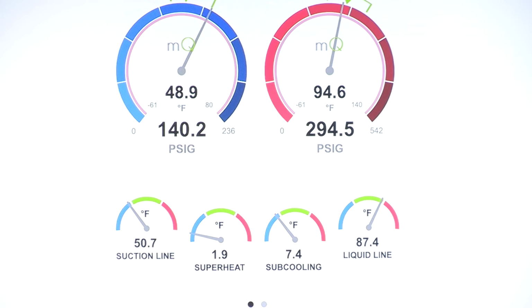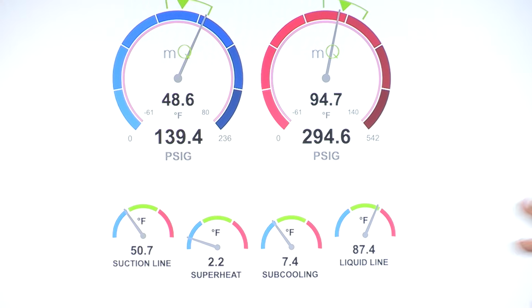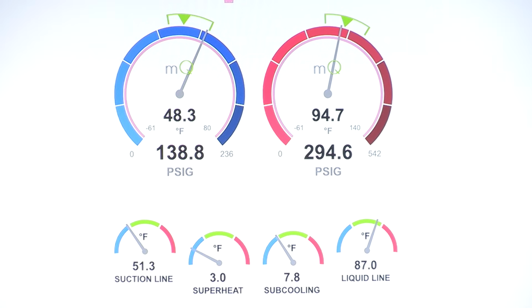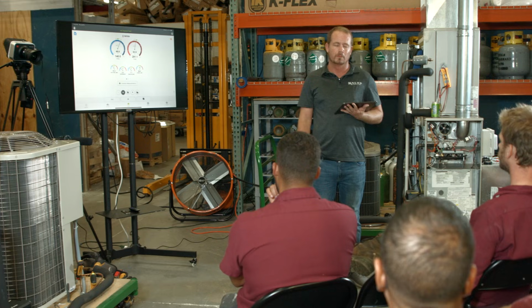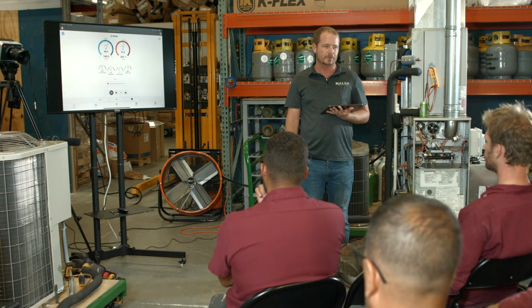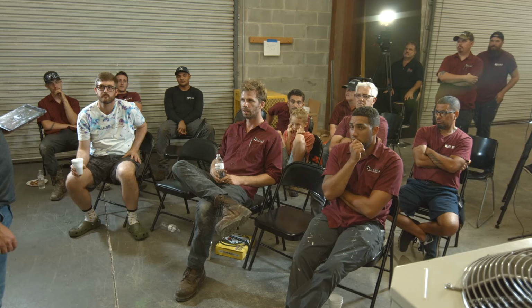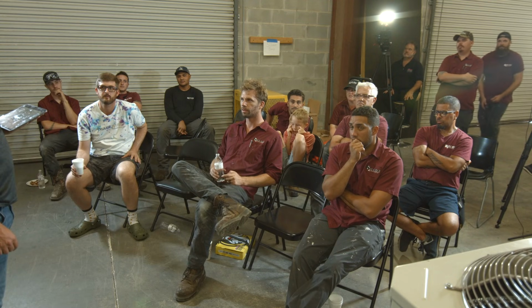What's the first thing that you would do if you ran into this system and these were the measurements you were getting in real life? What's the first thing you would do? I've let the system run for quite a while. Let it run a while first, yeah. Then what would you do if it kept doing it? Check if the TXV bulb was insulated.